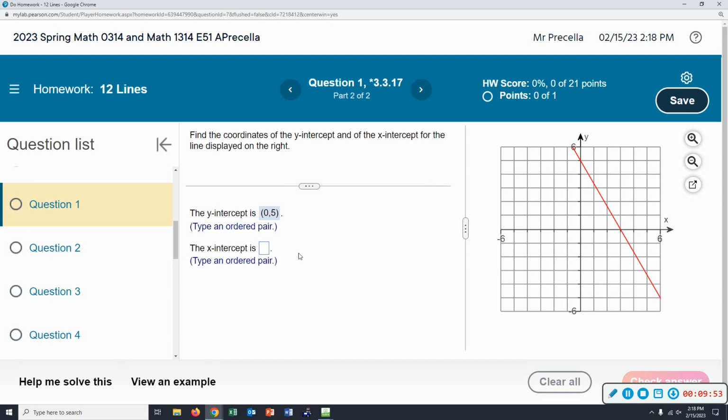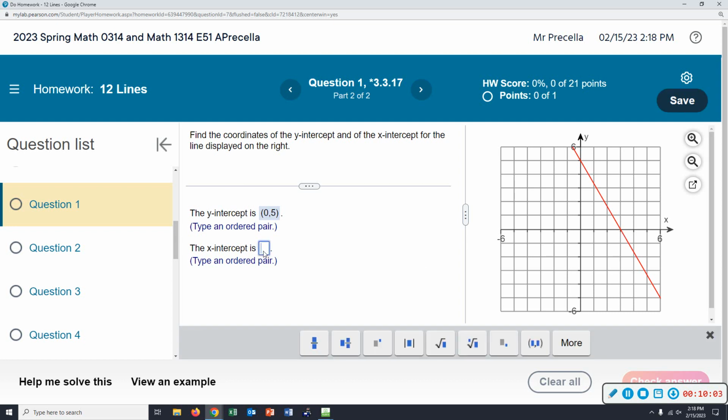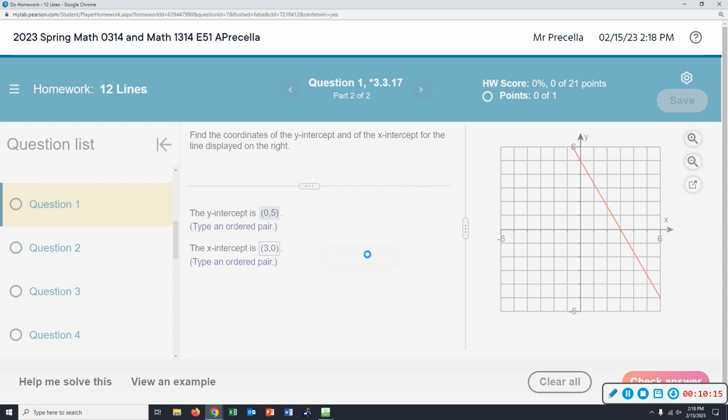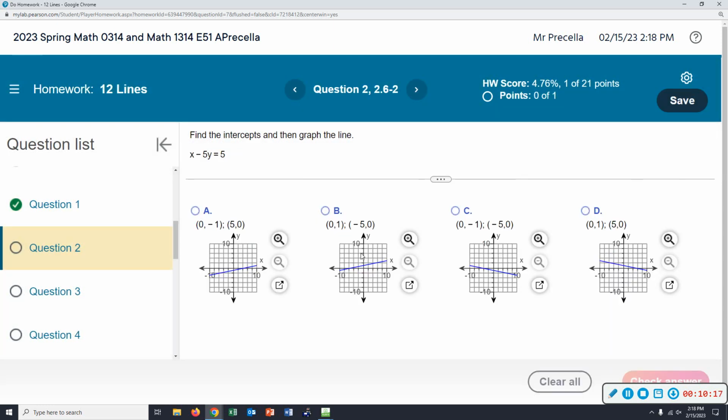Now the x-intercept. There it is. The x coordinate is 3, yes. I couldn't hear you. 0, I agree. They can't all be that easy. Okay, well. Yes, they can.